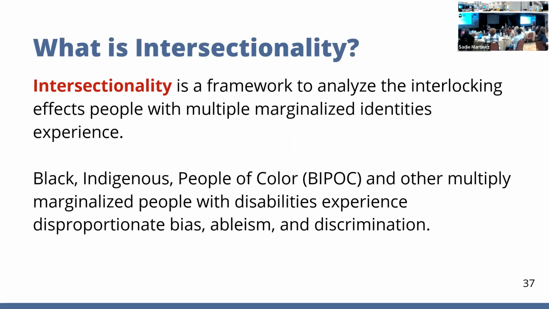So what is intersectionality? How many people are familiar with the concept of intersectionality? So a few people are, most people probably are. Intersectionality is a framework to analyze the interlocking effects people with multiple marginalized identities experience. Black, Indigenous, people of color, BIPOC, and other multiply marginalized people with disabilities experience disproportionate bias, ableism, and discrimination. Next, please.